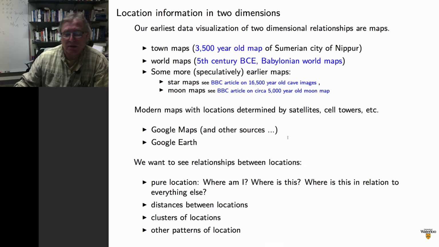And so what we want to look at is, maybe can we use maps to look at how different locations are related to one another? First, just where are these places? Are these places very far from one another? Do they seem to cluster? Are they located nearby? What is the distance? Are there unusual patterns in location?